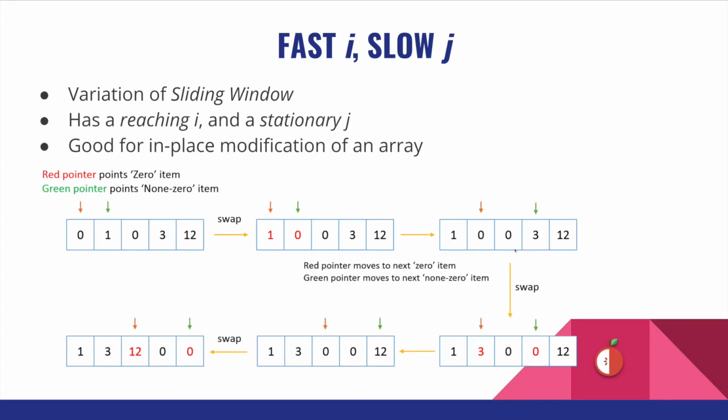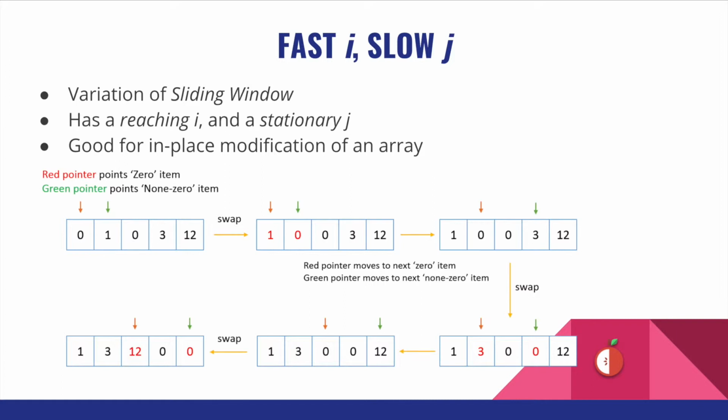Another technique that we could use is called fast i/slow j, which is also useful in various algorithms such as quicksort and partition in general. What we basically want to do is have 2 pointers, one moving fast, which really searches for things, and one moving slowly, which keeps a stationary point. So in this example, we're going to be trying to move all the 0 elements to the end of the array. Our fast green pointer, or the fast i, is going to point to non-zero items, and it's going to be searching for these non-zero items to put at the beginning of the array.